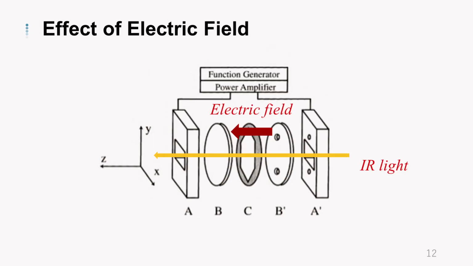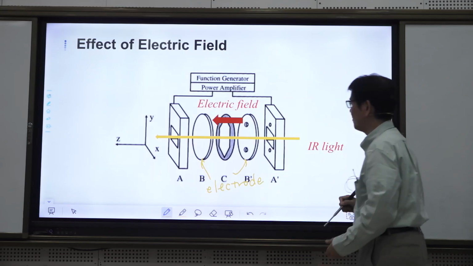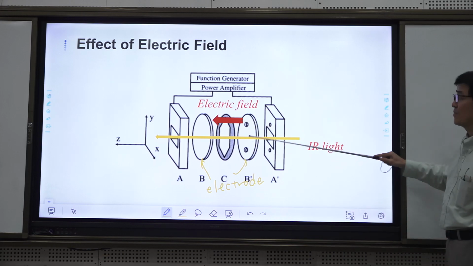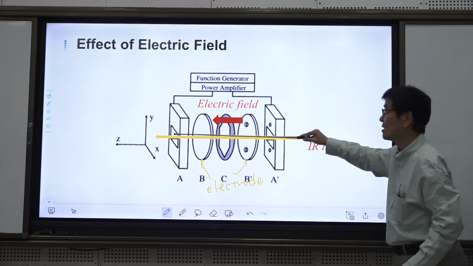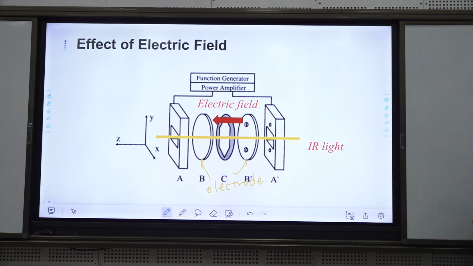One more experiment is the electric field effect. Okay, so we can prepare such a cell, and these two are electrodes. By flanking the liquid sample with electrodes, we measure IR absorption in this case. Again, IR and Raman spectroscopy is easily combined with other techniques.